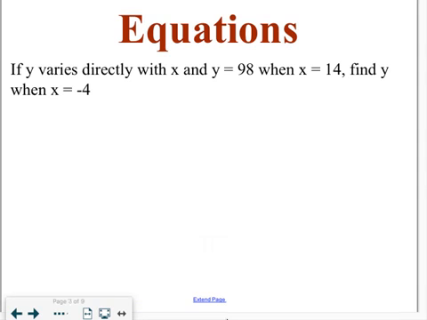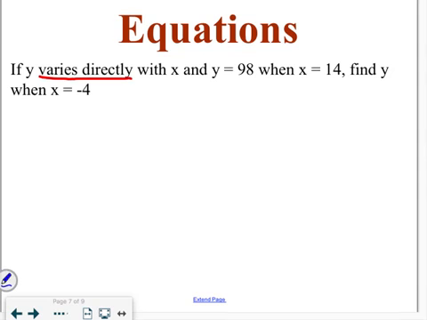The other thing we want to be able to do today is write direct variation equations based on word problems. If y varies directly with x and y is equal to 98 when x is equal to 14, find y when x is equal to negative 4. Key thing that it tells us is that it varies directly, which is a direct indication of direct variation.